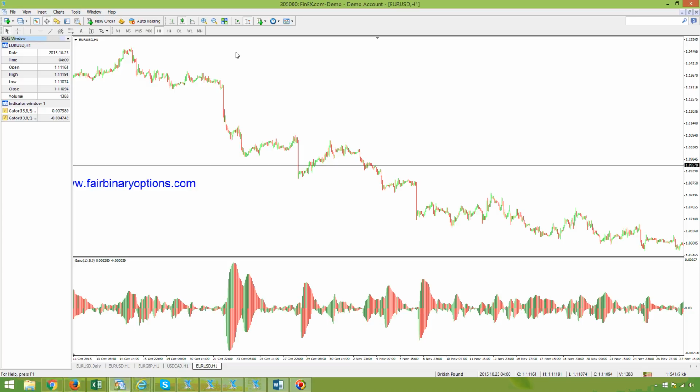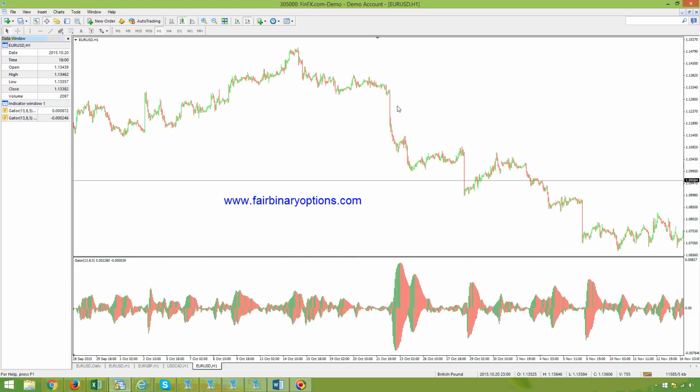understand that the expiration date must be tailored to, or adapted to, the time frame that your analysis is made on. So if you take the trade from the hourly chart, it doesn't make any sense to trade it with 60 second expiration dates, and so on.